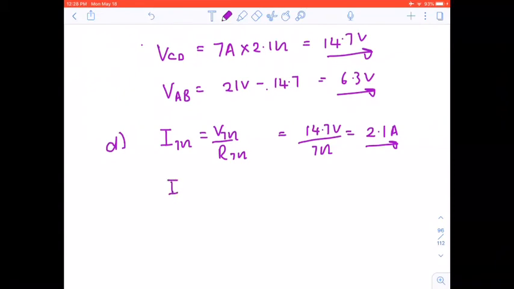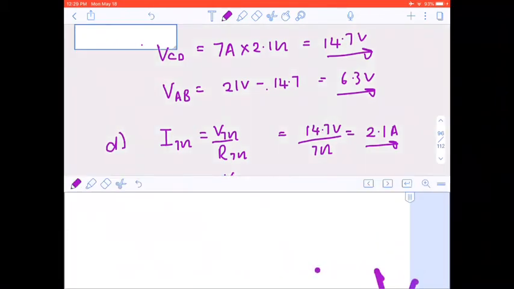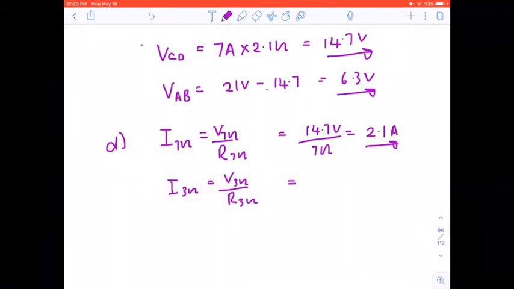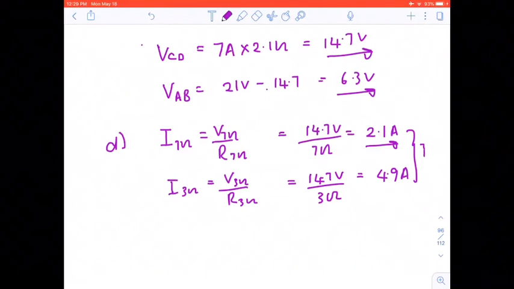Now, if we're looking at I for the 3 ohm resistor, that means V upon R of the 3 ohm, which would give us 14.7 volts, because they're connected in parallel, and that's 3 ohms, which now gives us 4.9 amps, and we know that in total that is 7 amps.